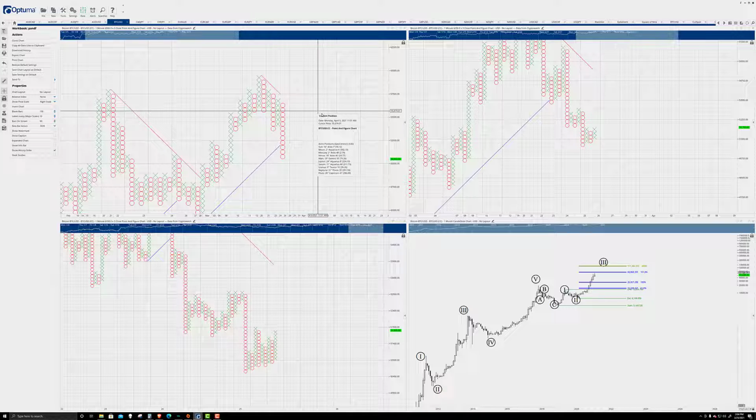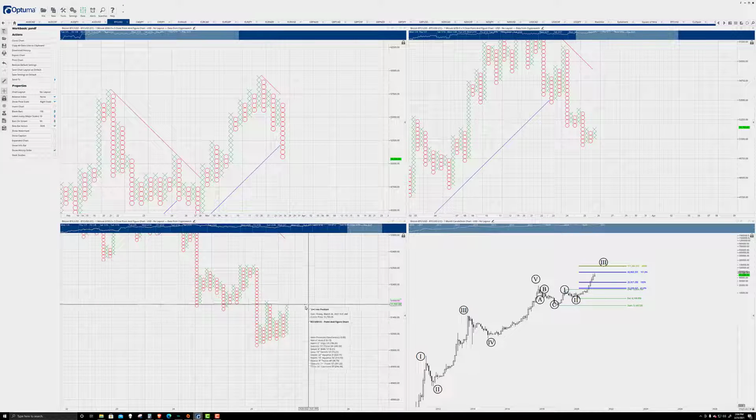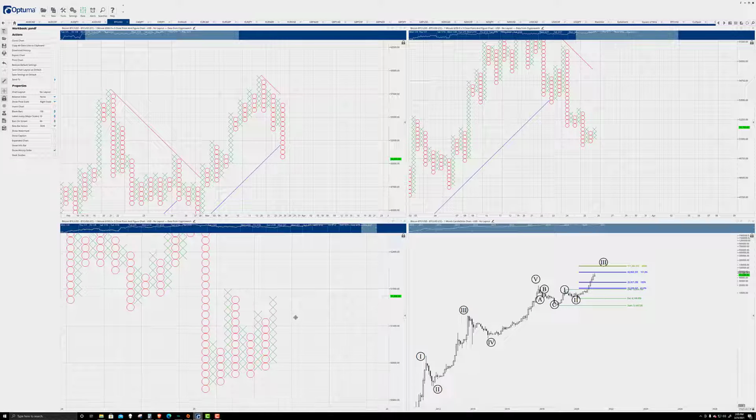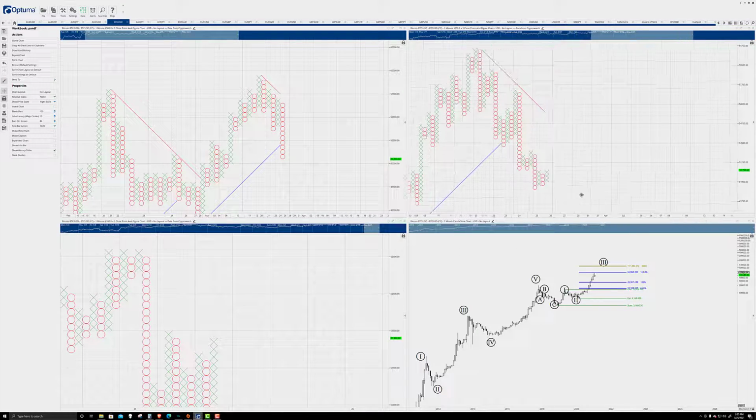We'll start with the $100, the day trading one for Bitcoin. Too congested, too messy here. Don't even want to look at it. So we'll zip on over here.